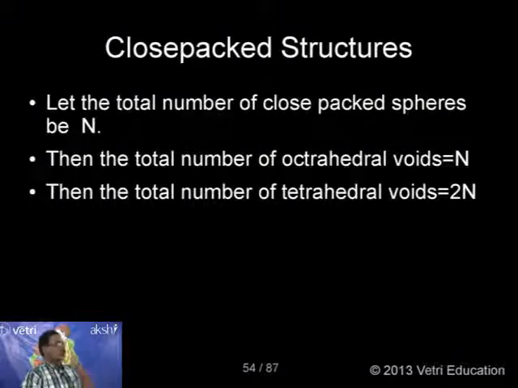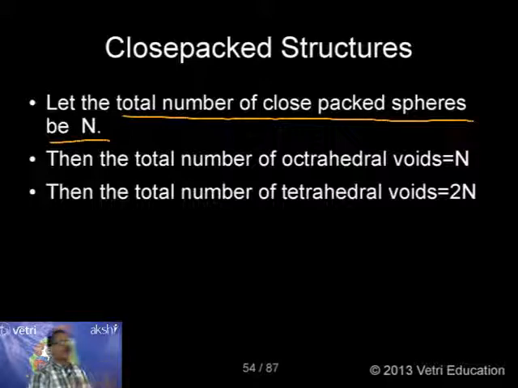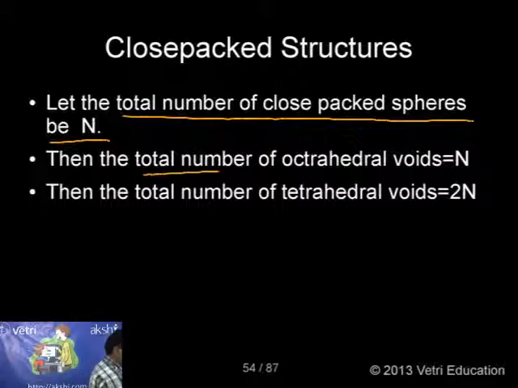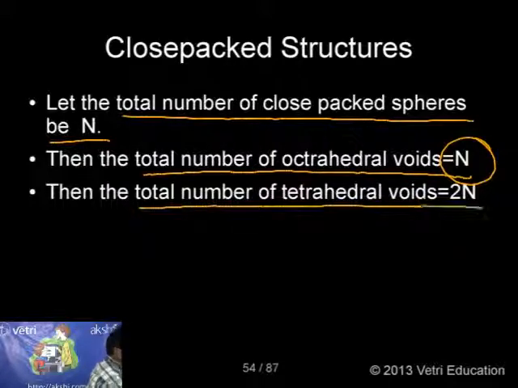Now, this is somewhat interesting, you must know. Let the total number of atoms of close packed spheres be N. That is, N is the total number of atoms or molecules in the crystal, simple cubic, body-centered or face-centered, let us assume. Then the total number of octahedral voids is the same: total number of octahedral voids is equal to the total number of atoms or molecules present there. Then the total number of tetrahedral voids is double the total number of atoms, 2N.